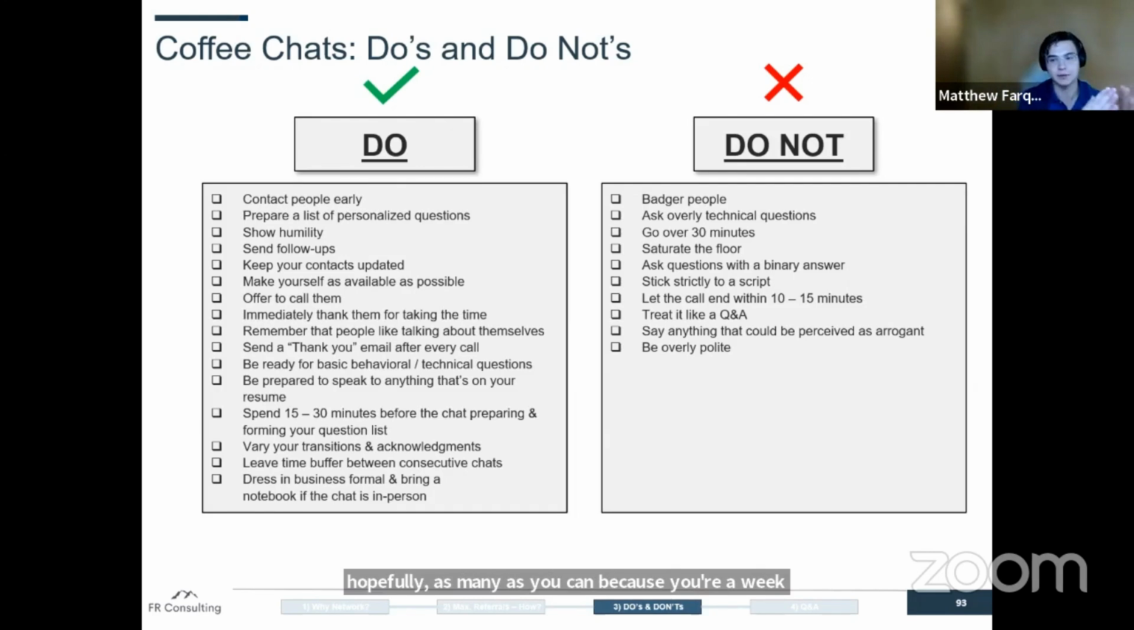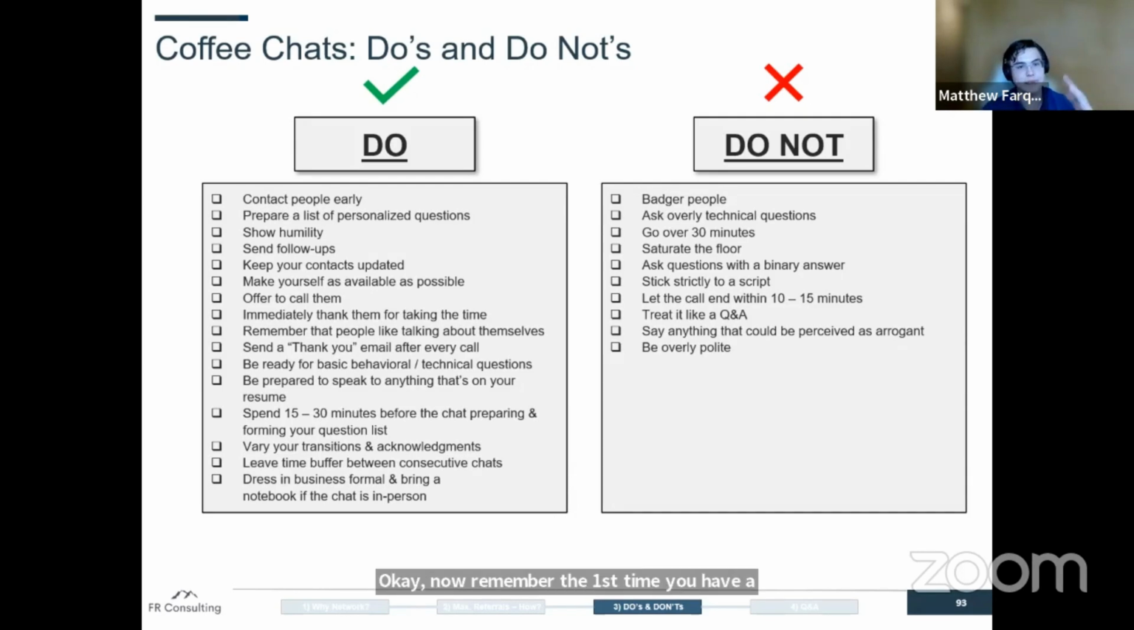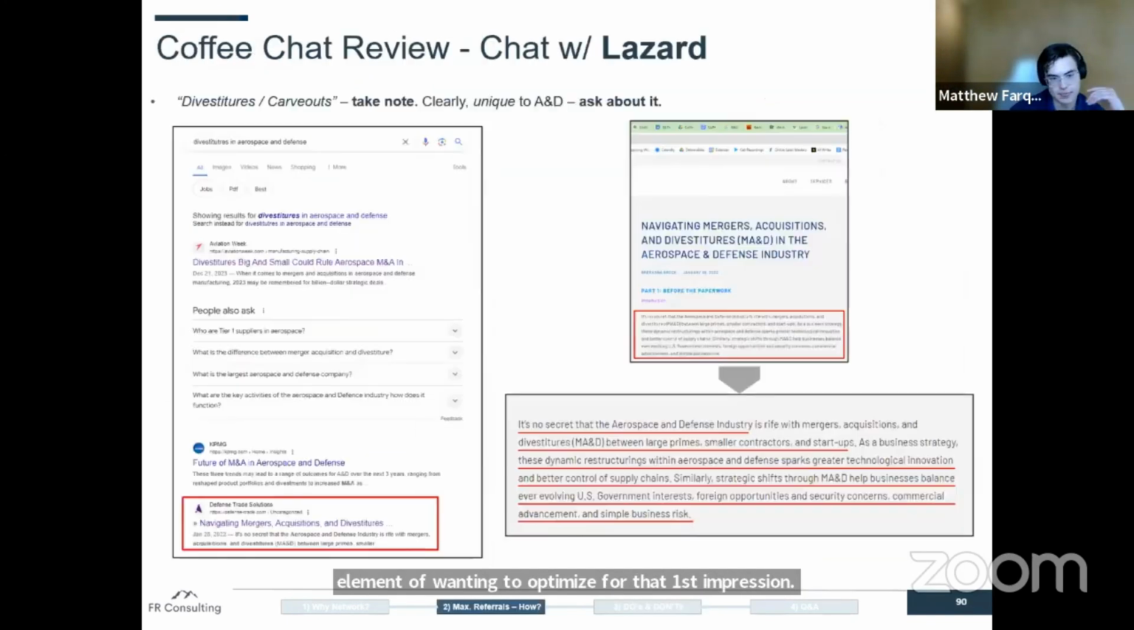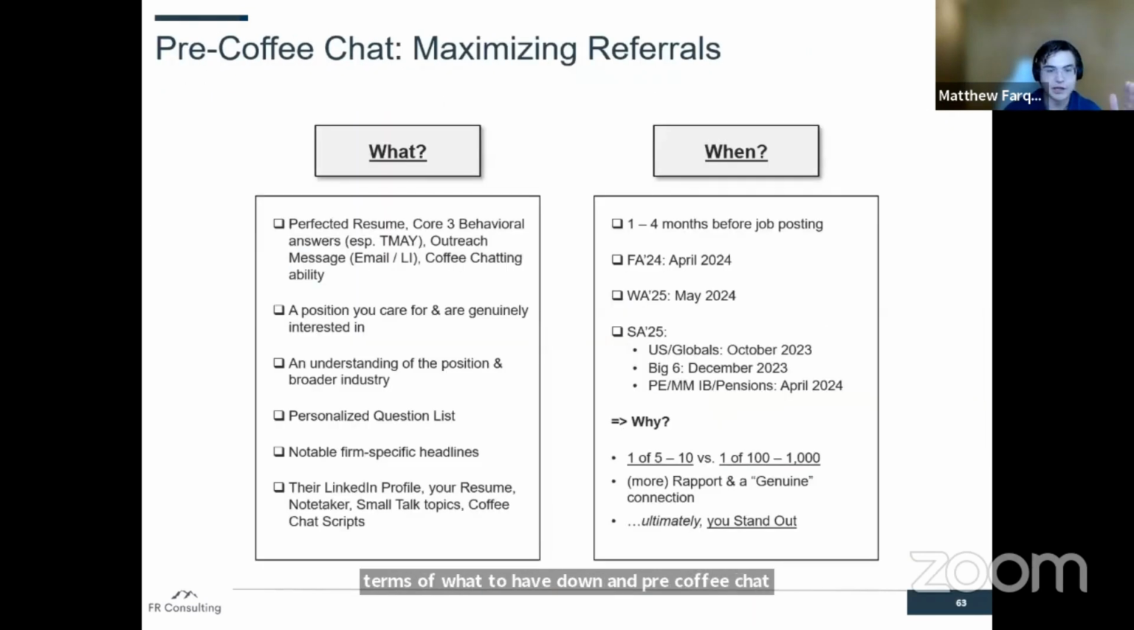Now, that's assuming that these chats are with people you actually care about having a good chat with. Remember, the first time you have a chat with them is their impression of you. So there is some element of wanting to optimize for that first impression. In terms of pre-coffee chat activities, you should try to have your coffee chatting ability as good as possible. If you have enough time, you should try doing practice coffee chats with, let's say, Big Four accountants, or wealth management if it falls outside your desired roles, just to get better at coffee chatting.